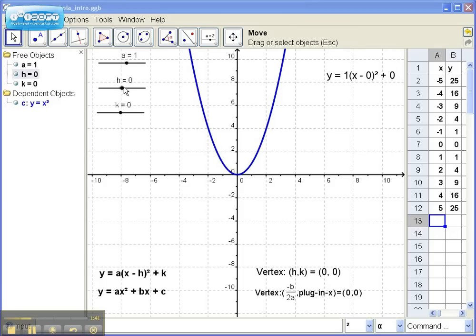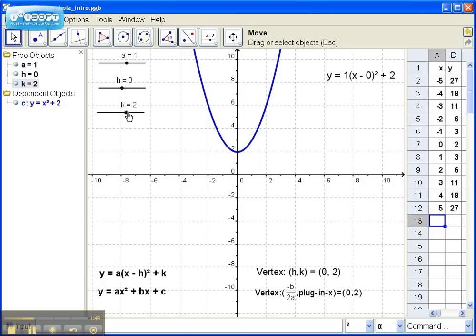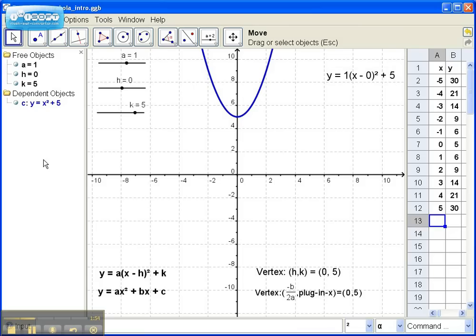Let's go ahead and start out with just how things change if I change some of these values in terms of the graph. So if I change this k value right here, move it over, let's say to 5. So now I have y is x squared plus 5. You'll notice the equation up here in parentheses, I still have that 0 just to remind myself the h is 0. But it's really just x squared plus 5. Notice everything just moved up 5 units.